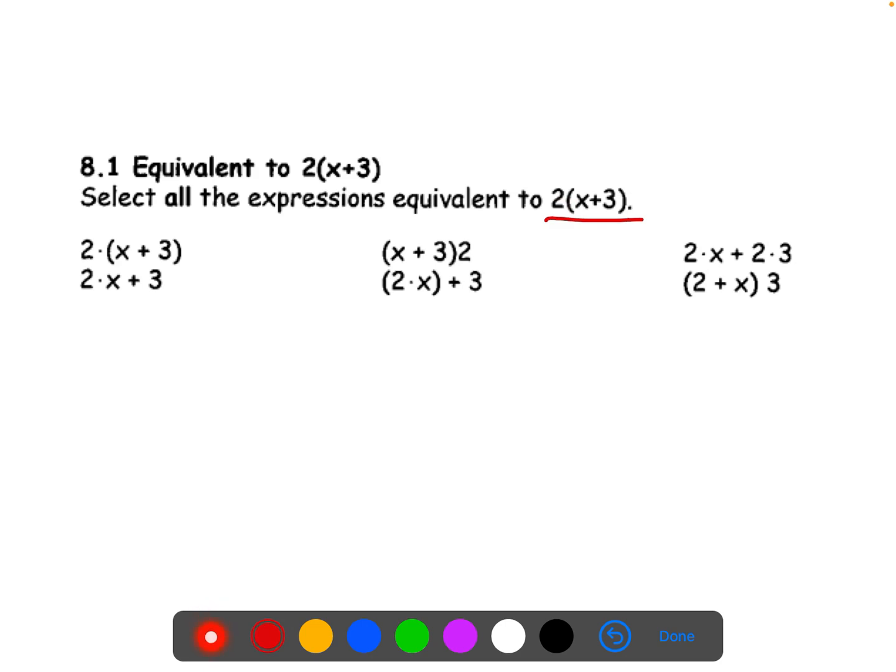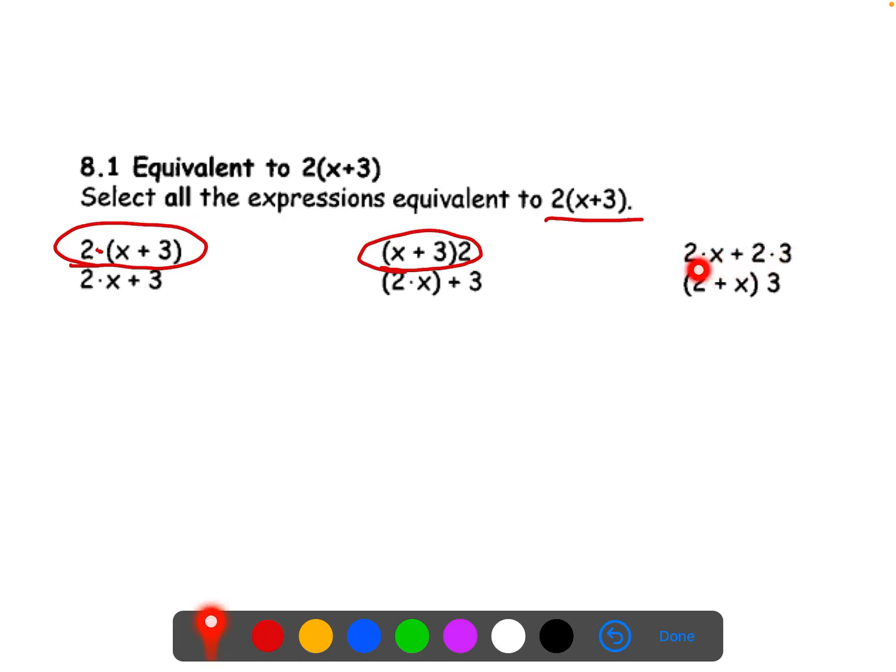All right, now since we said that everything here in parentheses is being multiplied by 2, then we need to be looking for equivalent expressions that are showing us 2 x's and 2 3's being added together. So let's look through. First, I noticed this one, which looks almost identical. The only thing that they've added is this little dot, which we know represents multiplication. That would definitely be equivalent. With multiplication, we can switch the order of the multiplication. So if we put the 2 at the end here, that one would work.